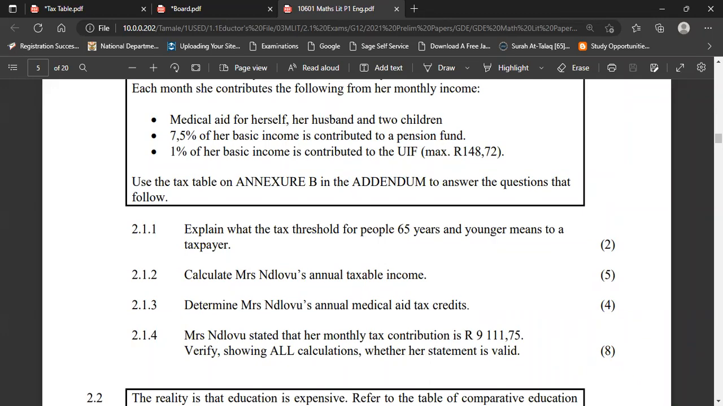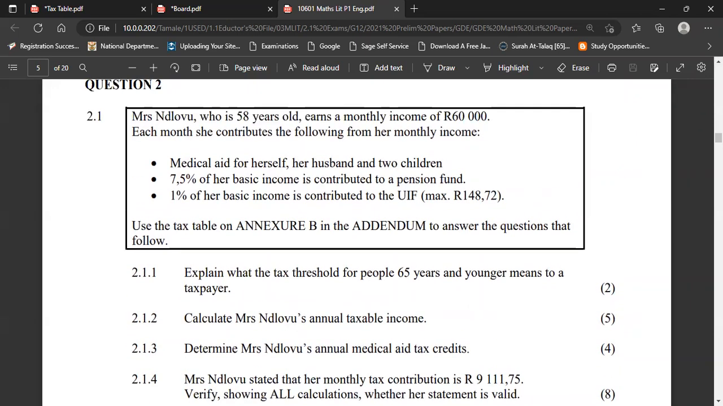Let's look at this scenario here. As I told you, the scenario will always provide you with the age and the salary or income the person gets. Before you do the calculation, the amount has to be annual. All right, let's look at this. Explain what the tax threshold for 65 years and younger means to a taxpayer.